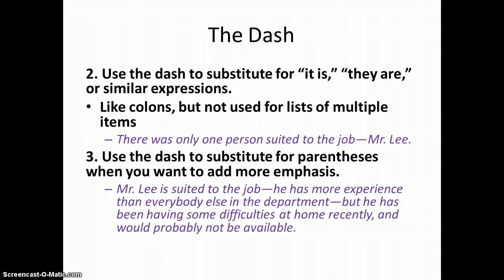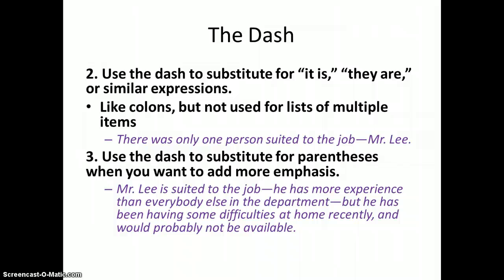We also can use it to substitute for it is or they are, and in this way it's kind of like a colon, but we typically don't use the dash for lists of multiple items like you might see with a colon at the end of a sentence. So if you look at this example, there was only one person suited for the job. "Latoya Berry, please come to the attendance window." Pardon that interruption. There's only one person suited for the job—Mr. Lee. And that dash, you could say it was Mr. Lee. But in this case, we want maybe a little more of a dramatic effect, and so we're using the dash here.